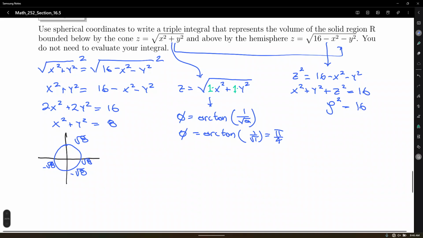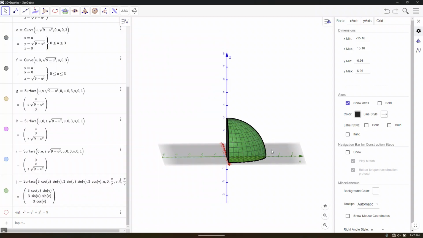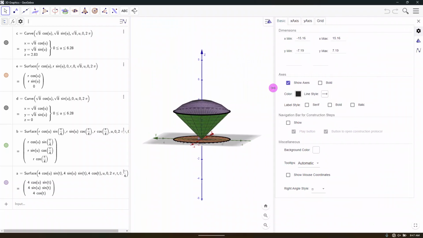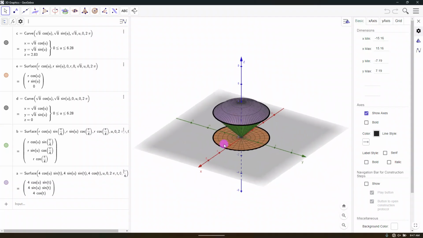I wonder if this is enough to set up a triple integral in spherical coordinates already. What do you think? Do we need the solid in the algebra at this point? Let's have a look at it. That is the solid we're integrating over. Let me make this bigger. So that's x, y.